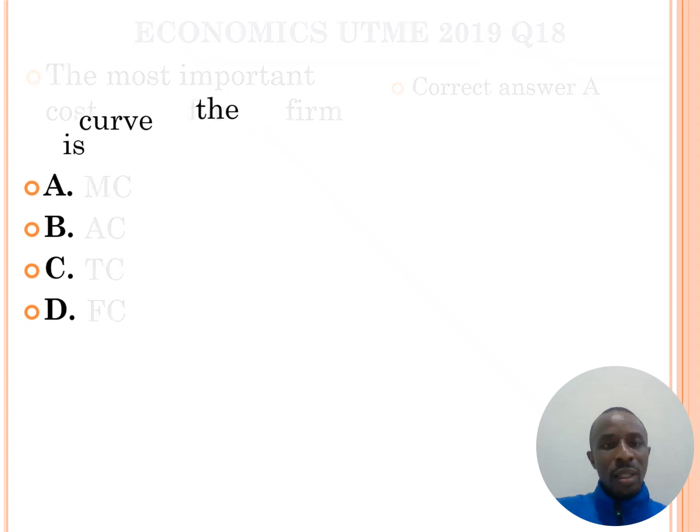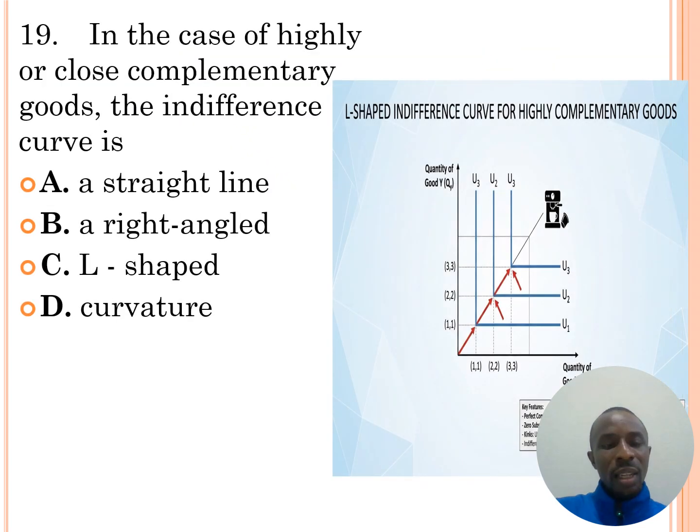Number 19. In the case of highly or close complementary goods, that's goods that are jointly demanded, the indifference curve is L-shaped, as you can see in the diagram here. Let's take, for example, phone and SIM card. That's a good example of complementary goods. The demand for phone will automatically lead to the demand for SIM card.